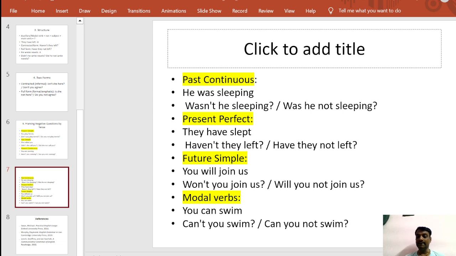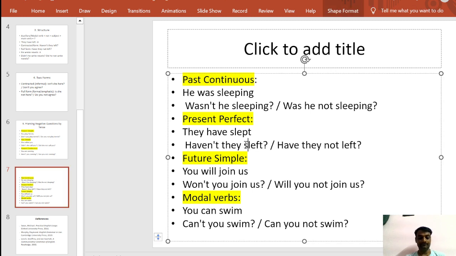Yes, there is a little bit of change here. It must be "slept", because in the statement there is not "left", there is "slept". So yes, Haven't they slept? Have they not slept? If the sentence is in simple future, You will join us.